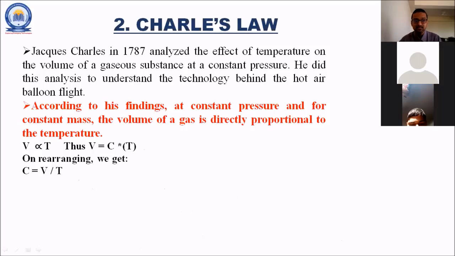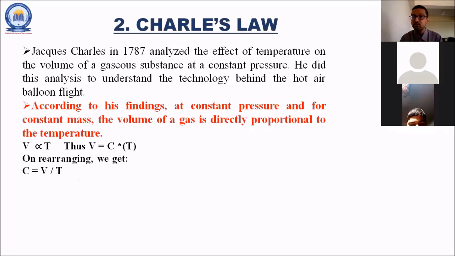Moving further with the next law, that is Charles' law. So Jacques Charles in 1787 analyzed the effect on the volume of a gaseous substance at a constant pressure. He did this analysis in order to understand the technology or the concepts behind the hot air balloon flight. So according to his findings, Charles told that at constant pressure and for the constant mass of the gas, the volume of the gas is directly proportional to the temperature of the gas.